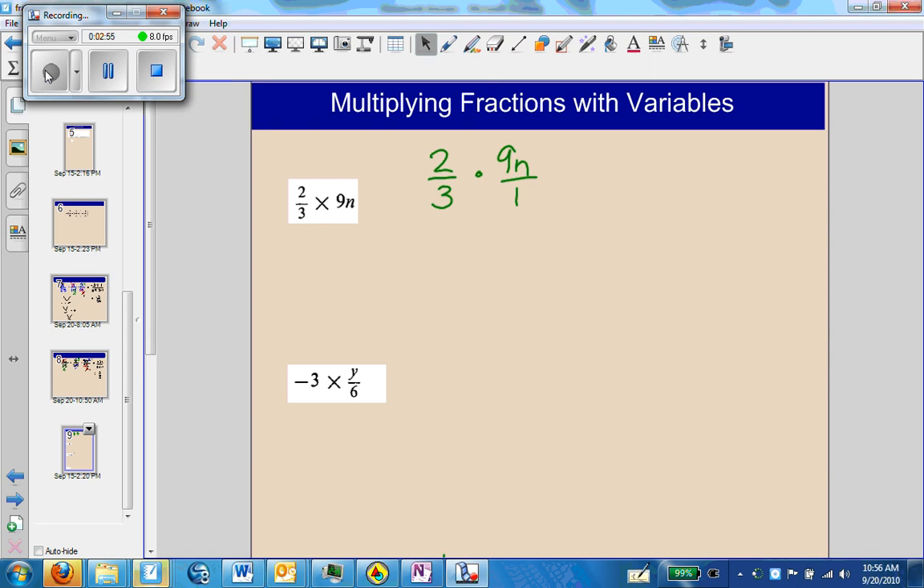Next, we're going to see if we can cross-cancel. 3 will go into itself once, and it will go into 9 3 times. So we end up on the top, what we basically have is 2 times 3 times n, and on the bottom we have 1 times 1. So this ends up equaling 6n over 1, which is the same thing as just 6n.